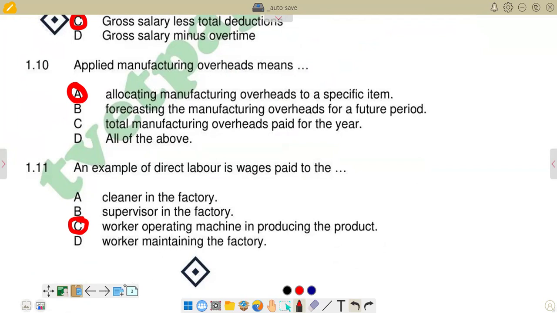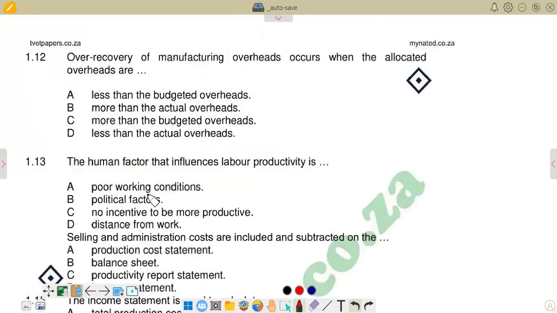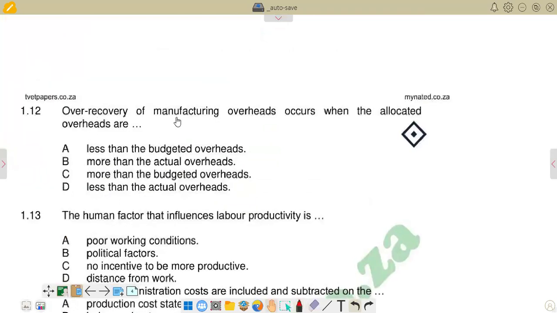So we go to the next one, which is 1.12. So we can check what we have. It reads, over recovery of manufacturing overheads occurs when the allocated overheads are. We see this when we've got more than the actual overheads. When allocated overheads are more than the actual overheads, that's when we have the situation of over recovery. So 1.12 we have got B is the most appropriate.